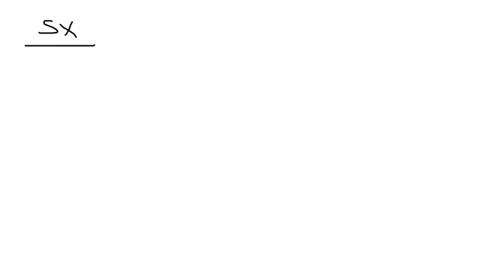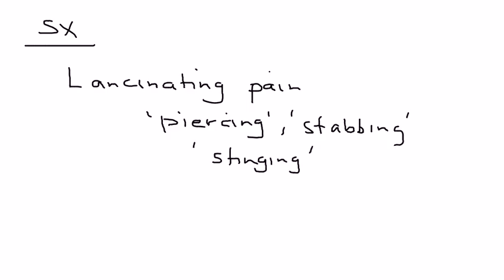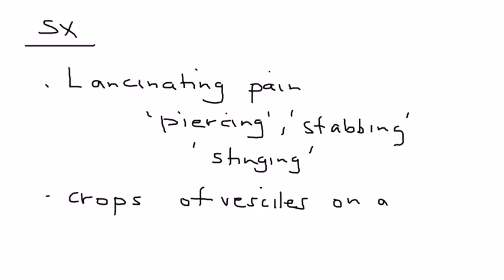So what are the symptoms? The symptoms are actually pretty characteristic. The pain that is associated with shingles is pretty profound. It's even described as piercing. It can be described as stabbing or even stinging. Severe pain associated with this rash. Now the appearance of the rash is also very characteristic. It's these crops of vesicles on a red base, erythematous base.